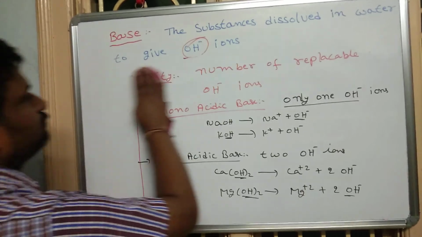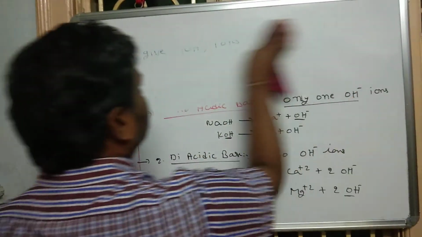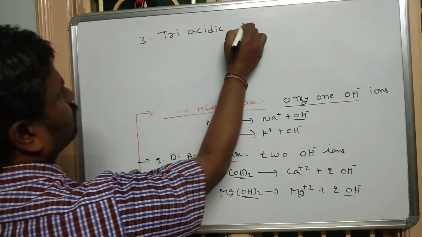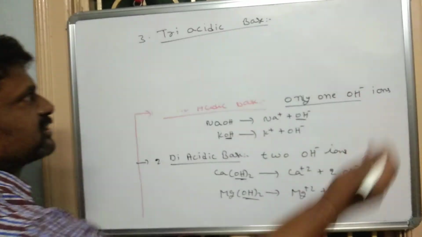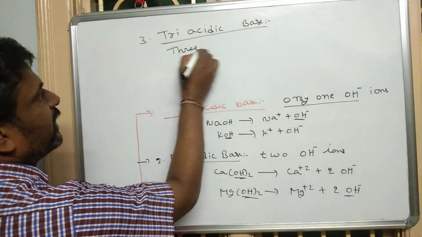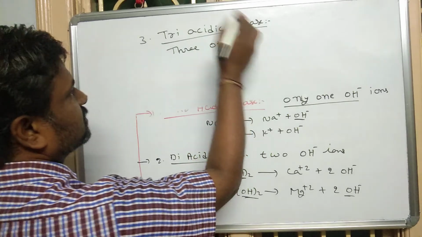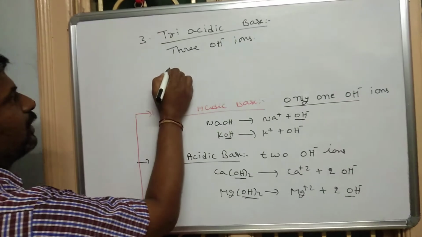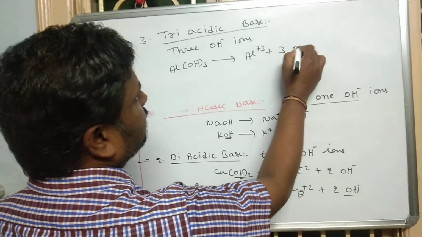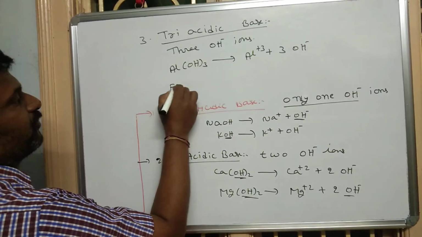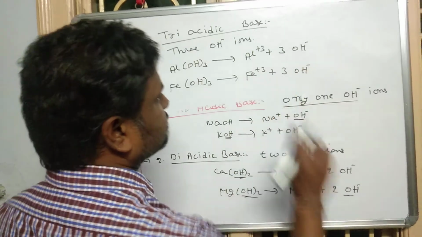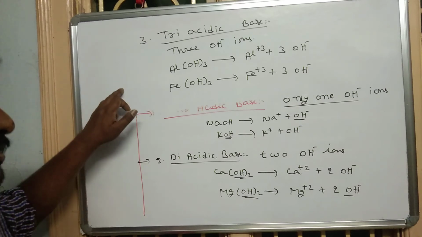Next, the third one, triacidic base. Triacidic base means one molecule of base that releases 3 OH minus ions on ionization. Those are called triacidic bases. Example: aluminium hydroxide, Al(OH)3. On ionization, it releases Al 3 plus and 3 OH minus ions. And also ferric hydroxide, Fe(OH)3. It releases Fe 3 plus and 3 OH minus ions. So these are examples of triacidic bases.